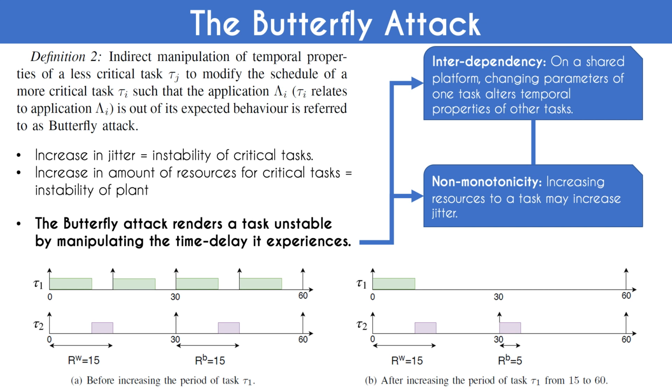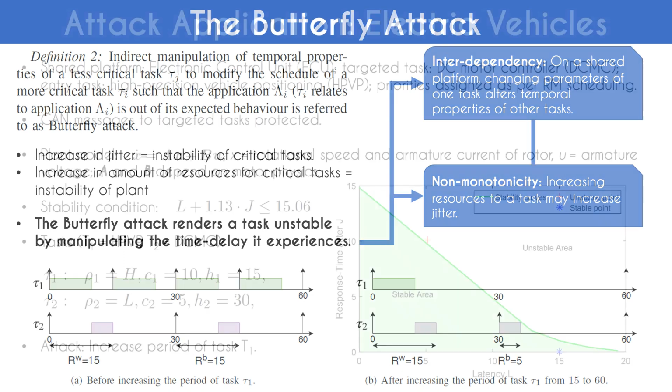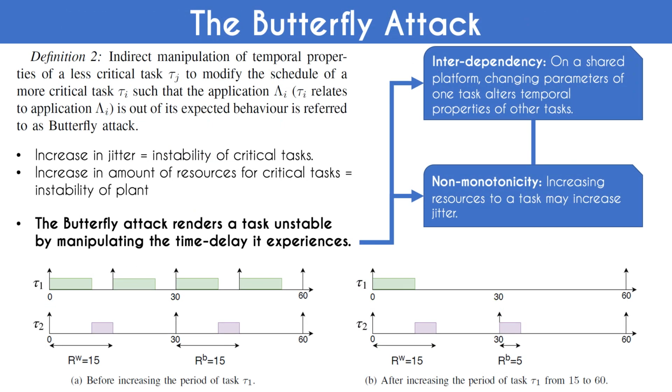The butterfly attack renders a task unstable by manipulating the time delays experienced, and this happens because of the interdependent and non-monotonic properties of cyber physical systems. By interdependency, as I've already said, multiple tasks run on a shared platform, and changing the parameters of one task might change the parameters of other tasks as well. And by non-monotonicity, I mean that if you increase the processor time for one task, then this may increase the jitter that the task experiences, and in turn this might render the entire control system unstable. But only if that task is a lower priority task.